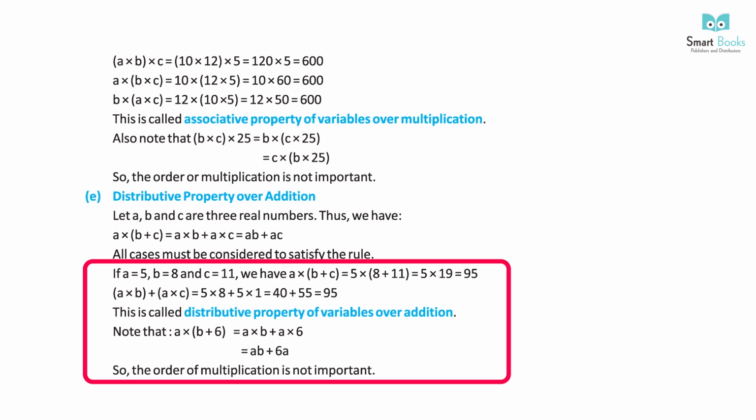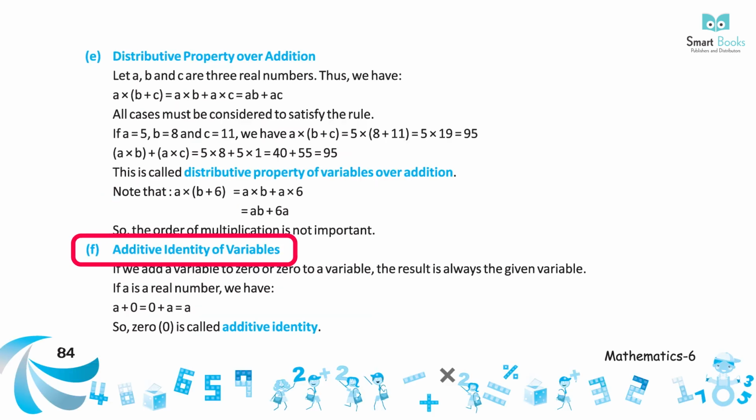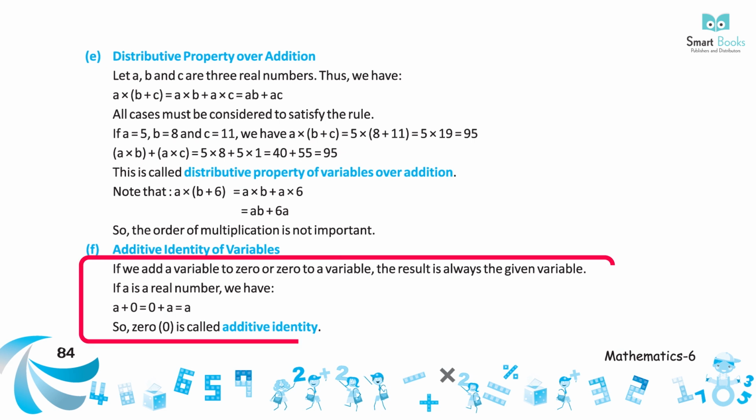So the order of multiplication is not important. F. Additive identity of variables. If we add a variable to 0 or 0 to a variable, the result is always the given variable. If a is a real number, we have a plus 0 equals 0 plus a equals a. So 0 is called the additive identity.